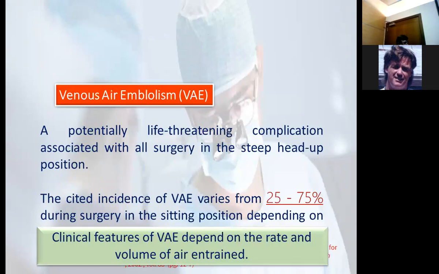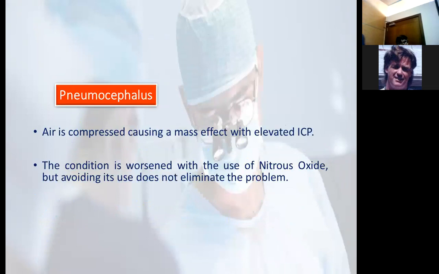Clinical features depend, as I said, on the rate and the volume, not just the volume. To see a clinical manifestation, you need 0.25 ml per kilo body weight. But if it is less than that, you won't see any clinical manifestation.